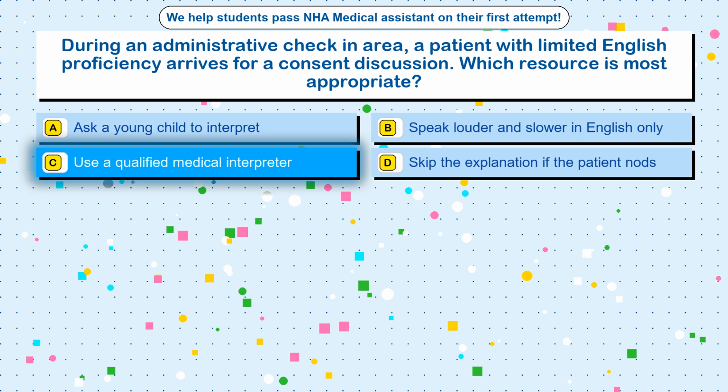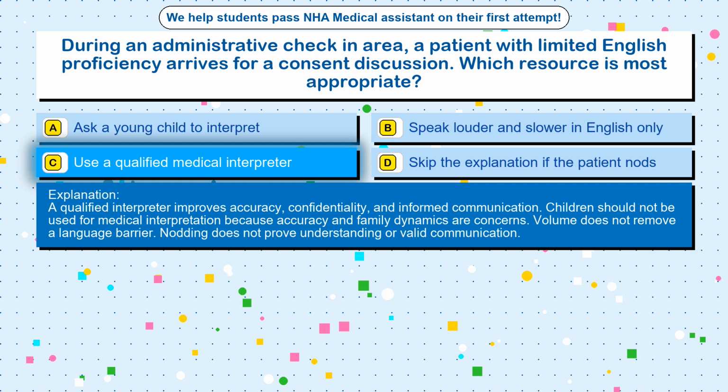Use a qualified medical interpreter. A qualified interpreter improves accuracy, confidentiality, and informed communication. Children should not be used for medical interpretation because accuracy and family dynamics are concerns. Volume does not remove a language barrier. Nodding does not prove understanding or valid communication.